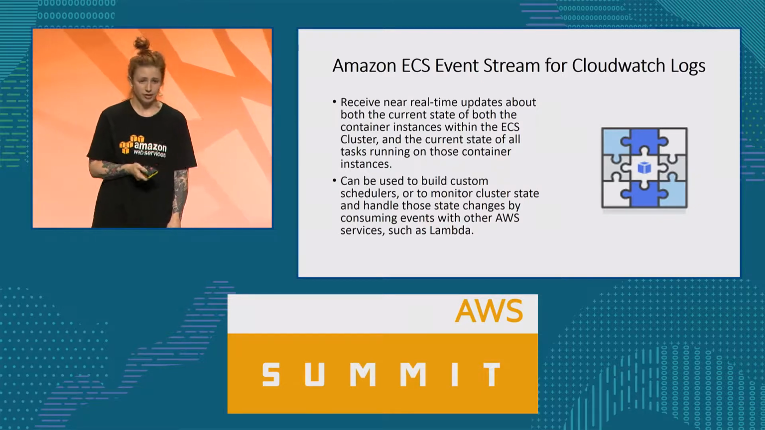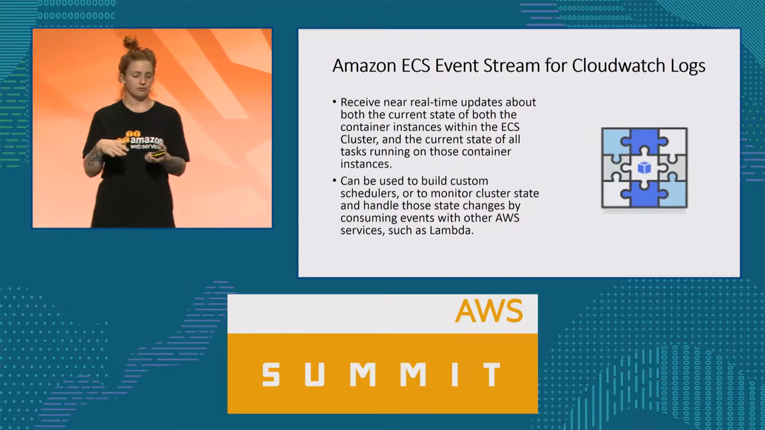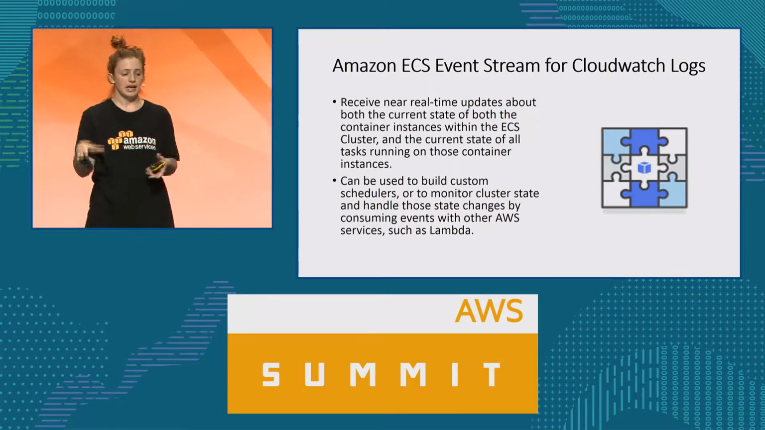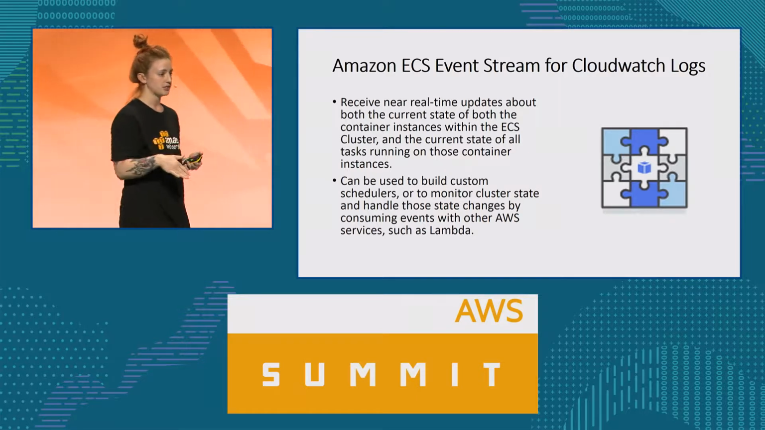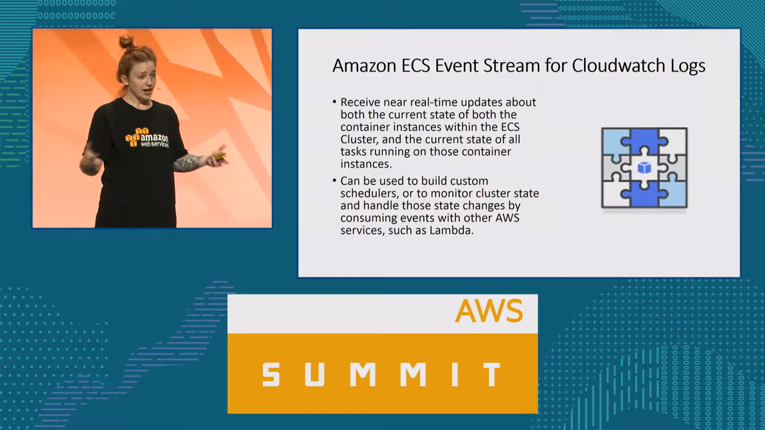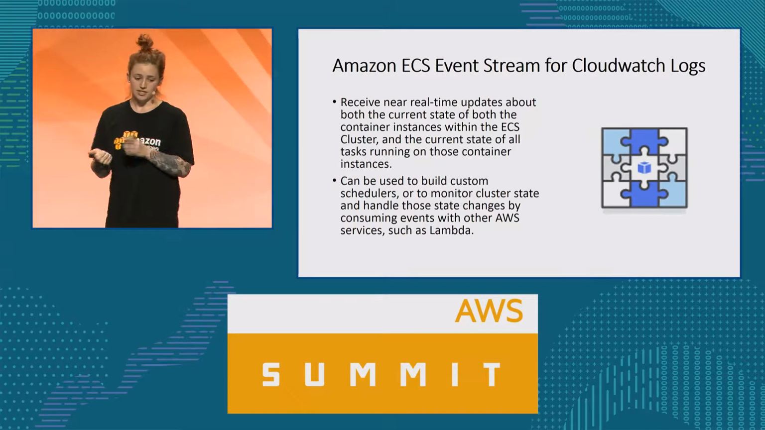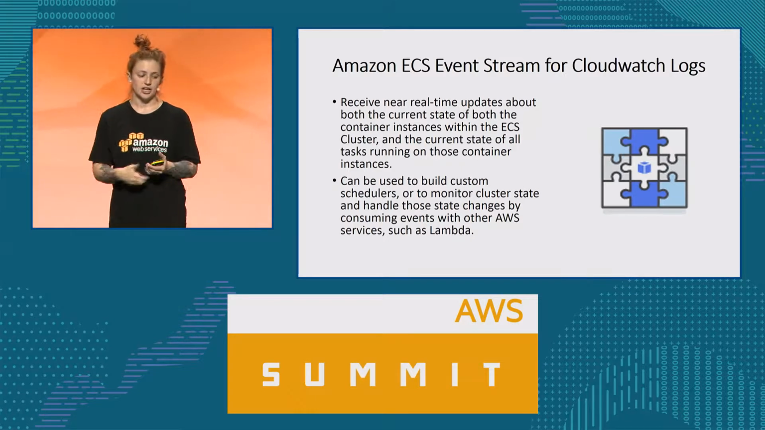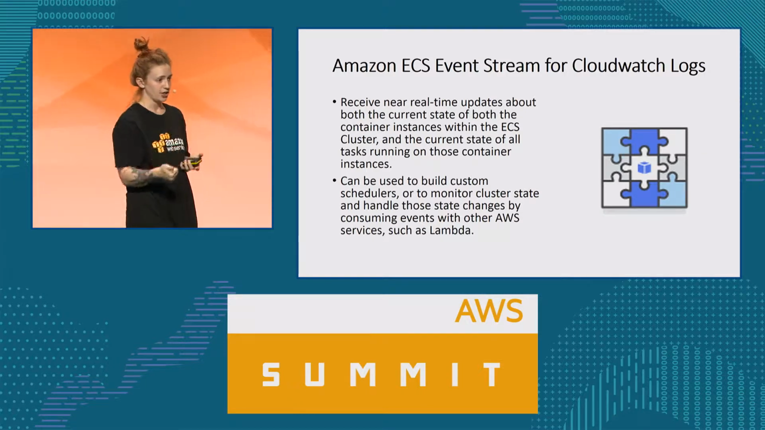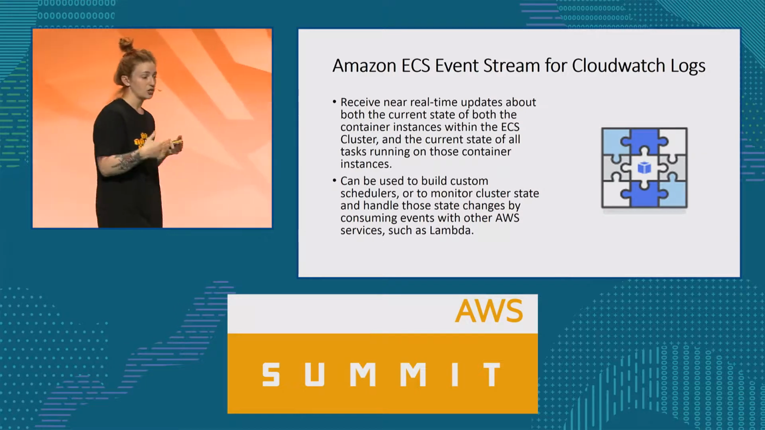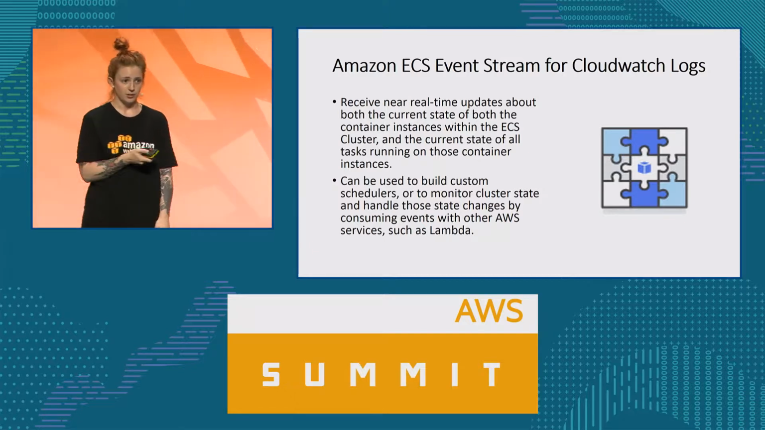Number two, Amazon ECS event stream for CloudWatch Logs. This is a really long name, but ultimately, it's something that's really kind of cool. I can receive almost real-time updates about both the current state of my container instances and the current state of all those tasks, which in practice lets you do a couple of things, right? I can build my own scheduler on top of ECS, or I can monitor my cluster state changes. I can consume events like task started, task stopped, task pending, with other AWS services, so everyone's favorite and most popular, Lambda.